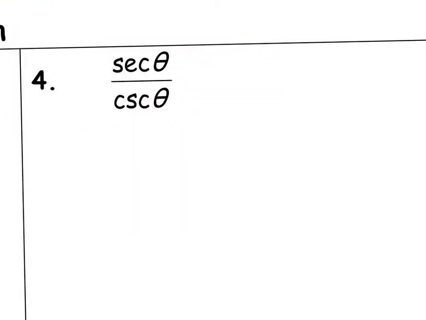So this one doesn't have any factors that we know of immediately, but I can rewrite secant to a cosine reciprocal and cosecant to a sine reciprocal. So let's simply put it like so. The secant becomes 1 over cosine of theta, all over 1 over sine of theta. So we have a complex fraction.